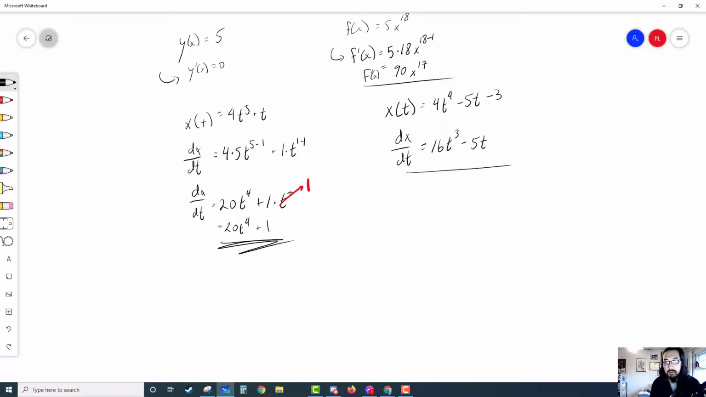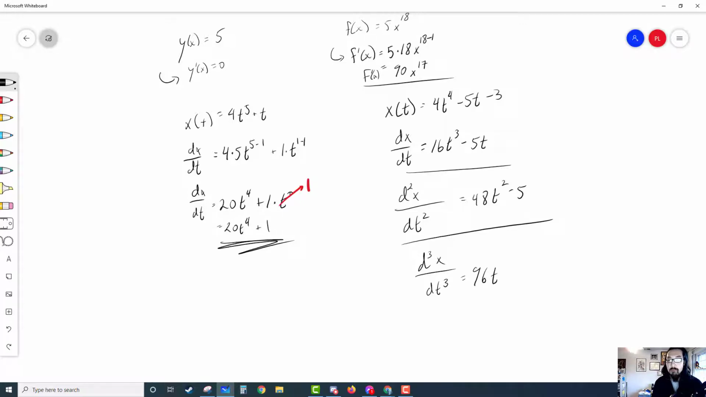If I wanted to take the second derivative, okay, we will get d squared x over dt squared is equal to 16 times 3, what is that, 48? Yeah, 48t, 3 minus 1, which is 2, minus 5, just 5. Okay, so this is the second derivative. Now if I wanted to do the third derivative, oh man, we're having fun, aren't we? d cubed x over dt cubed is equal to 48 times 2, what is that, 96?